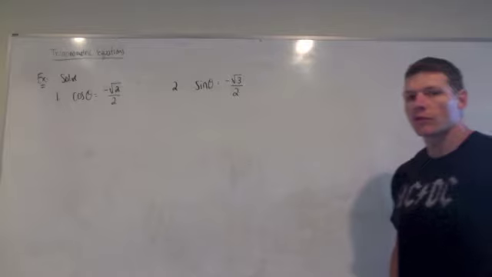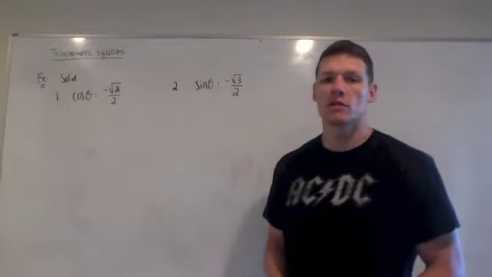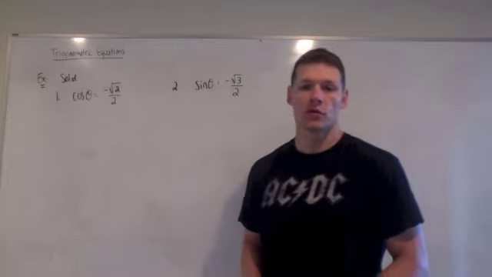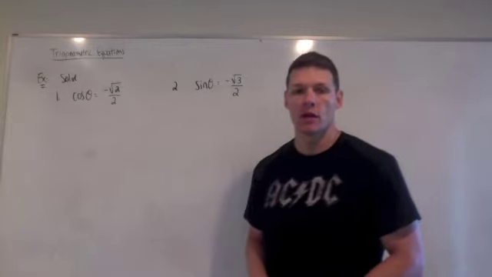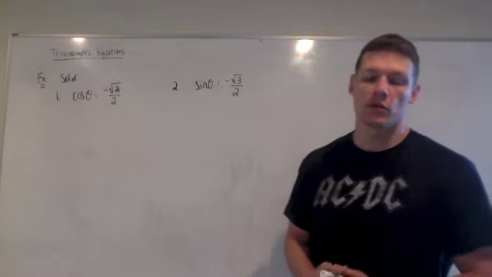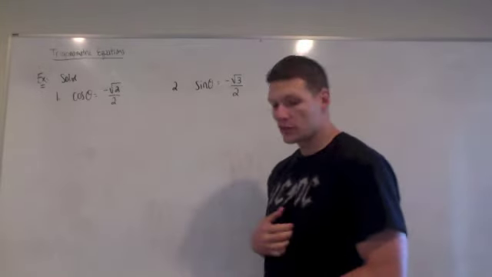Okay, 7.4 trigonometric equations. We're going to start talking about how to solve trigonometric equations, both in general and also over one period. So right here I just have: solve cosine of theta equals negative root 2 over 2. Let's go ahead and start that one.